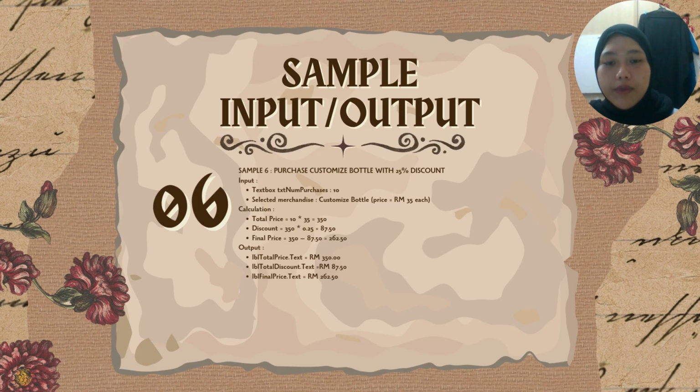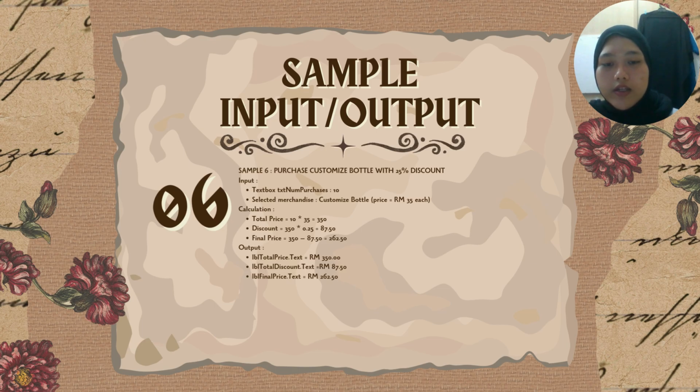The discount will be applied for 25% discount because the total price is more than or equal to 250, and the discount calculation will be 350 times 0.25 equal to 87.5, and the final price will be equal to 350 minus 87.5 equal to 262.5 ringgit.